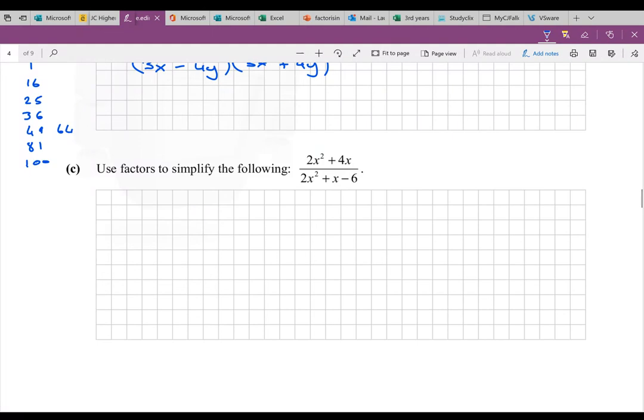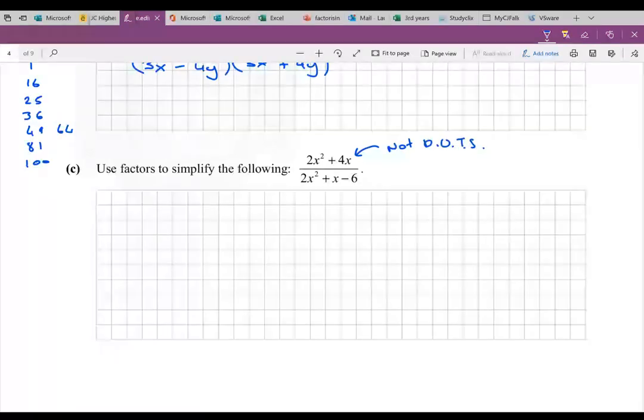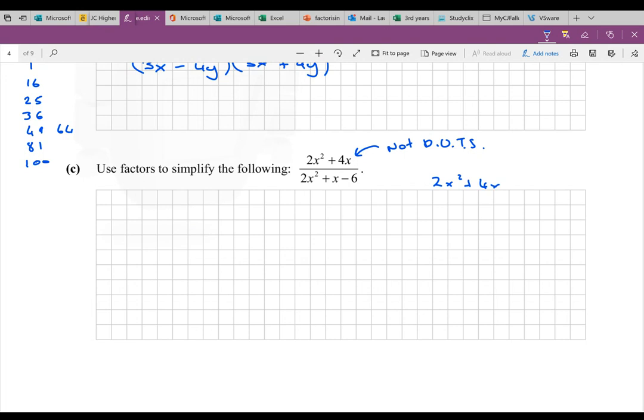Okay, another one where we've got to use factors to simplify. Be careful with this top one. It's not a difference of two squares. 2x squared plus 4x is very simply, I look and I say, well, they both have 2 in common and they both have x in common. x plus 2 left in the bracket. That's just my very basic common term.